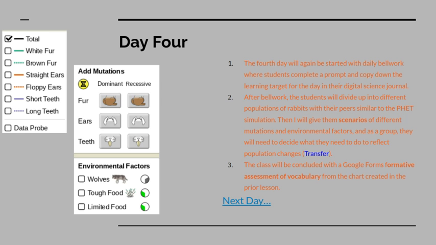The goal will be to play out these different scenarios where, as a population of rabbits, if I say there has now been a food shortage, how is their population going to be affected based on the traits that they have? And they need to make that decision. So some might die, they might get bigger, they might add to their population, and then as a group, their population needs to reflect what I introduced to them.